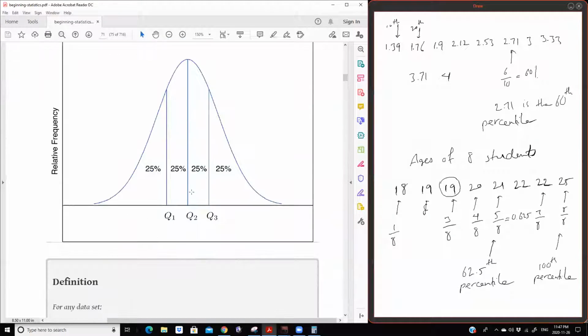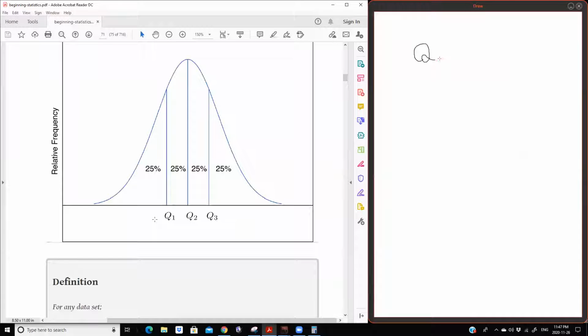Now there are 3 percentiles that are very important. They're called quartiles. What are the quartiles? The quartiles are Q1, which is the 25th percentile. You have the second quartile, which is the 50th percentile, which is the same as the median. And we have the third quartile, which is the 75th percentile.